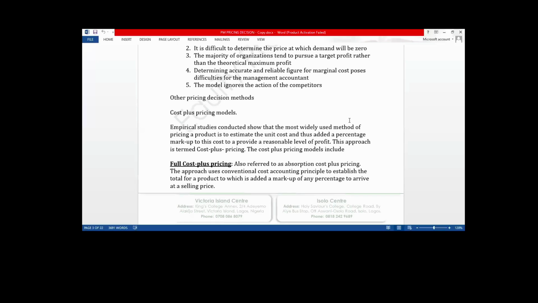Now, when you are done with the total cost, a percentage markup is added to the total cost of the product so as to determine the selling price of the product. This is the full cost plus pricing method. That is number one method.